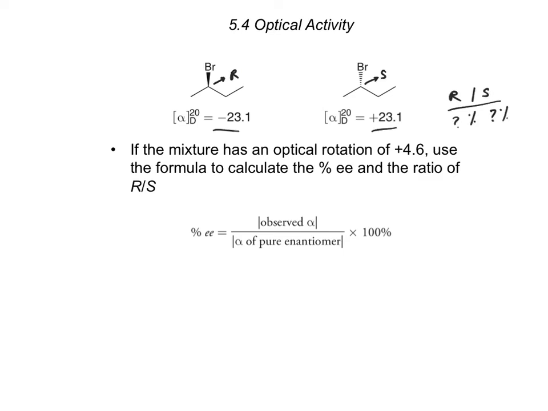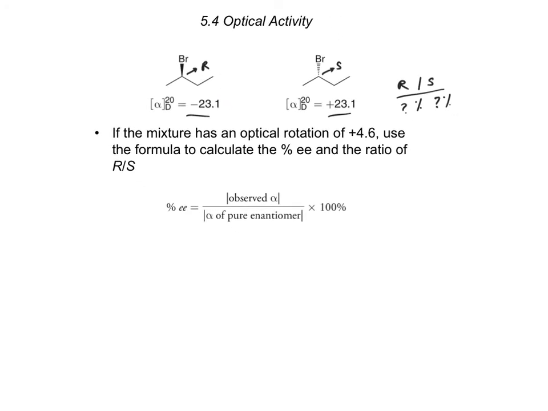But we take the solution and we go in and we measure the observed rotation. So the observed rotation of this solution of the two enantiomers is a positive 4.6. Now, we can take a bunch of stuff just from that observed rotation. Number one, the fact that it is a positive value overall tells us which enantiomer is in excess. If this is positive and right-hand rotation goes to the S enantiomer, then we know that for this solution, S is in excess. Now, the question is, how much is S in excess?